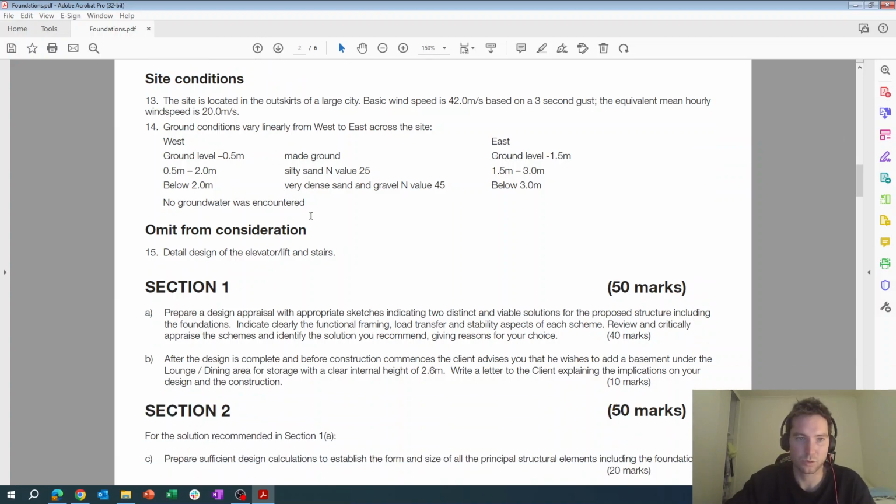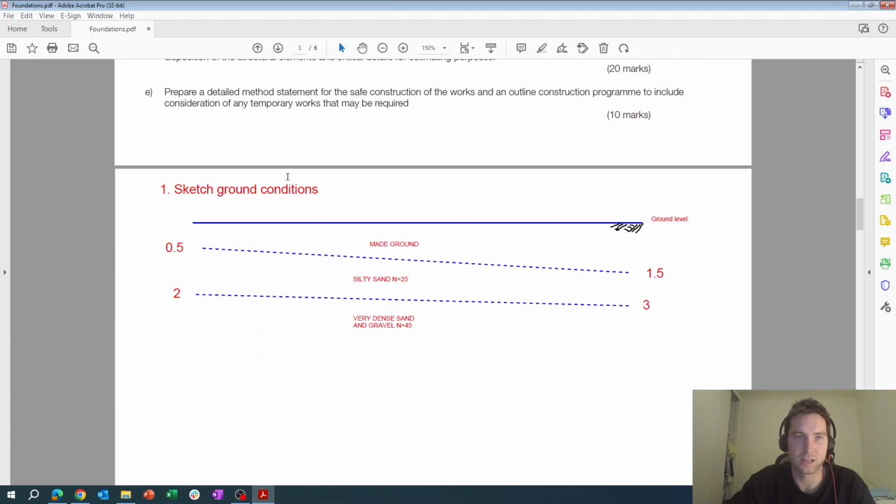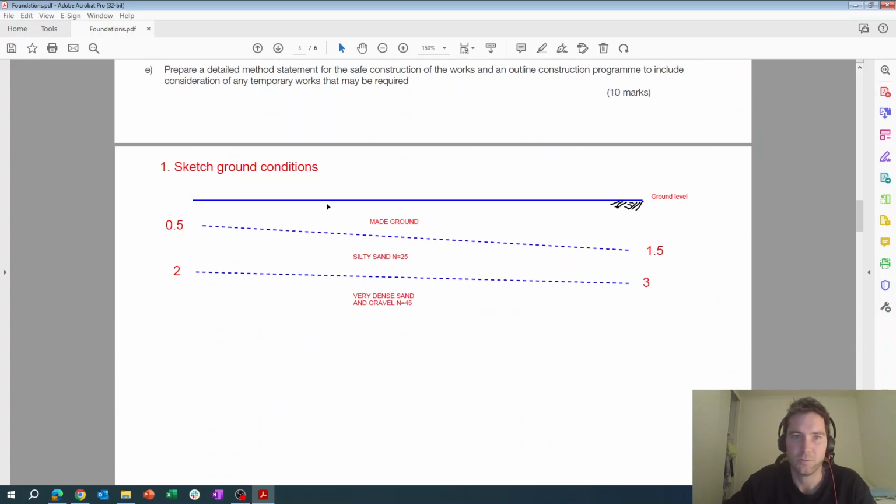So if we go back to what I mentioned earlier, the first step is to sketch the ground conditions, and here is exactly that. I've got the ground level, and we've got that varying ground profile. We've got the made ground at the top where we haven't been given any engineering properties. We've got the silty sand on top of very dense sand and gravel. So in the scheme of things, this shows that you've got some high quality subsurface materials, and they're located not too deep. 3 meters in the scheme of things isn't a very deep layer to get to.